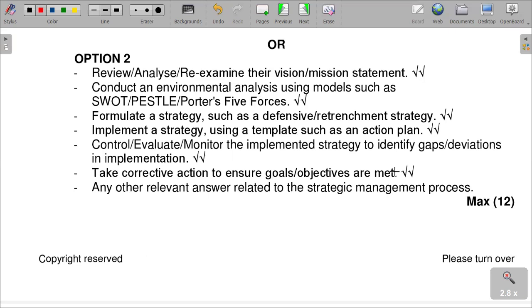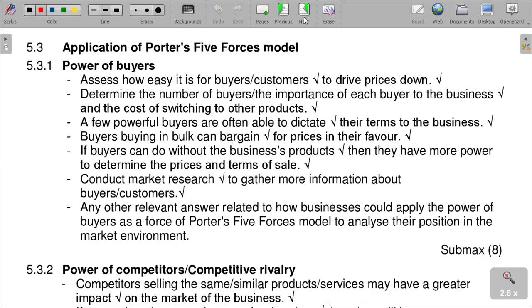And again, in terms of strategic management, there must be controls in place as a result of evaluation and monitoring of how the strategy is to be implemented, identifying the gaps and deviations in the implementation process, whereas at the same time, corrective action must be taken to ensure the achievement of the goals and objectives of the business. That is how the strategic management process must be explained.